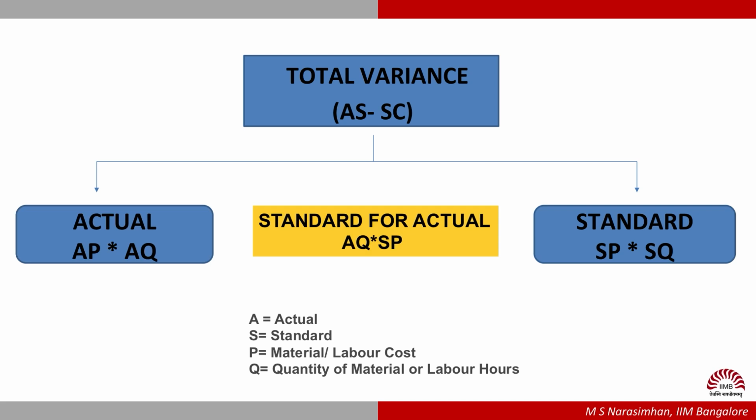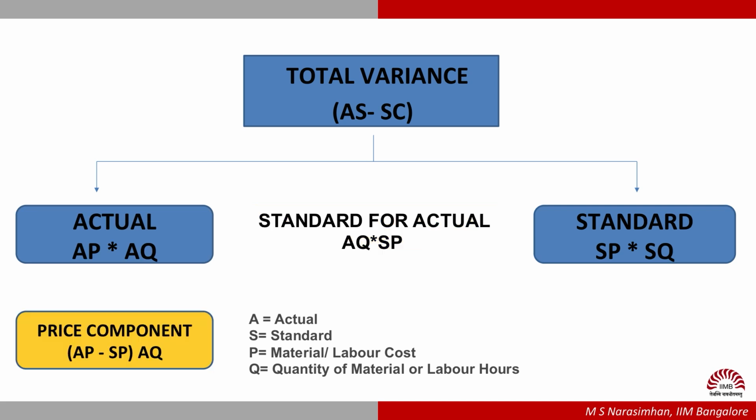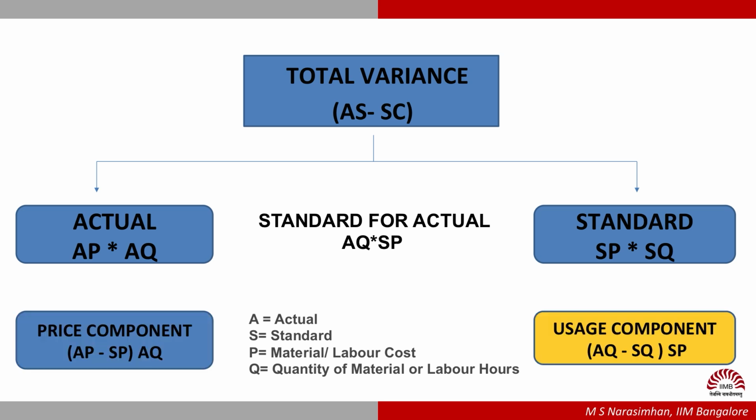This requires some explanation. Price variance is a difference between actual and standard price times of actual quantity. Usage or efficiency variance is a difference between actual hours and standard hours times standard price. Let us see how this general framework is applied in different situations.